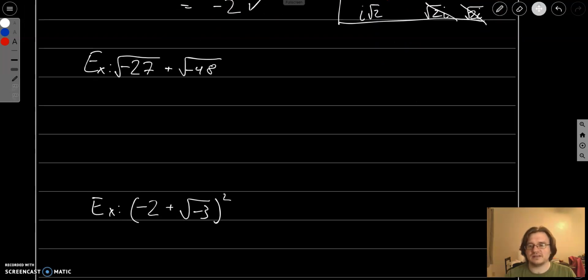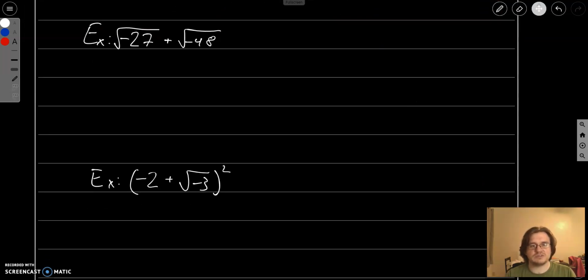So let's tackle some square root problems. Here again, before I do anything else, I look at this and I go, I have a negative under the radical. I need to rewrite this as i times the square root of a positive number. So I pull the negative sign out and I'll write i times the square root of 27. Next, I have another negative sign, so I'm going to pull this out and write i times the square root of 48. Now I need to simplify.